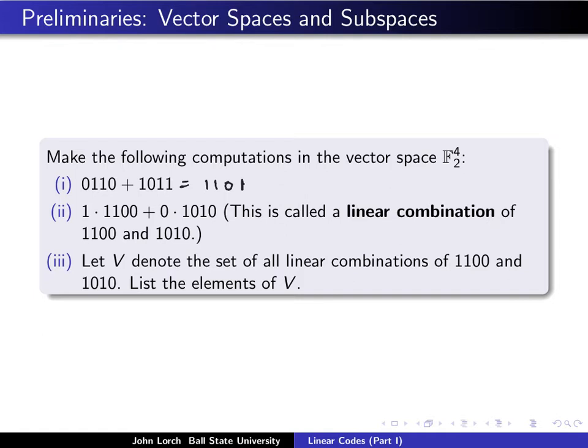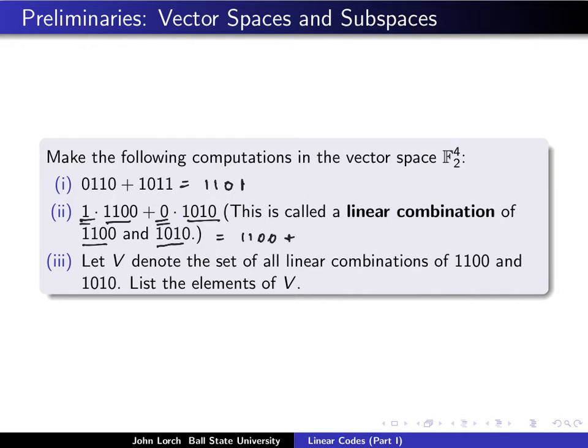Okay, now in item 2, we're taking what's called a linear combination of these two vectors, 1, 1, 0, 0, and 1, 0, 1, 0. So linear combination means that we're just multiplying each of them by a scalar, in this case 1 and 0, and then we're adding together the result. So what do we get here? Well, 1 times the vector 1, 1, 0, 0 is just going to be the vector 1, 1, 0, 0.